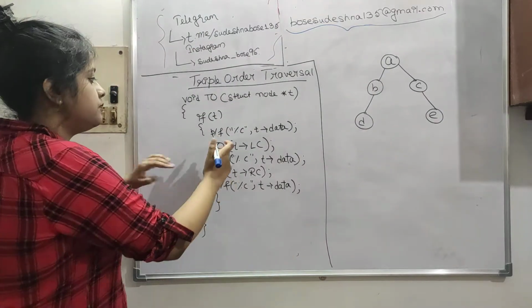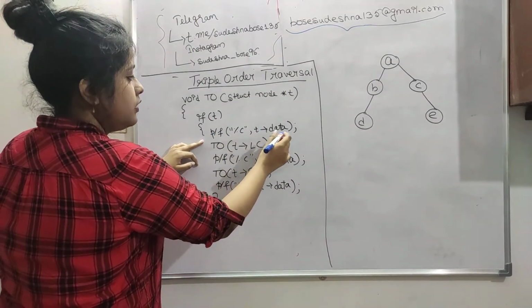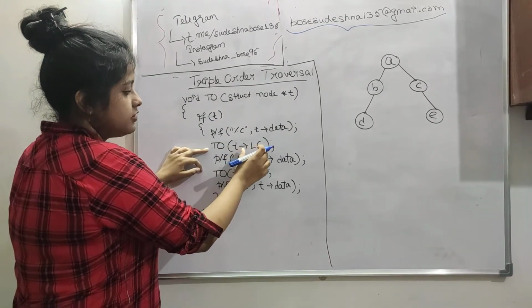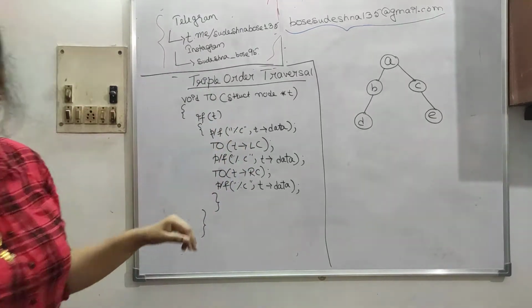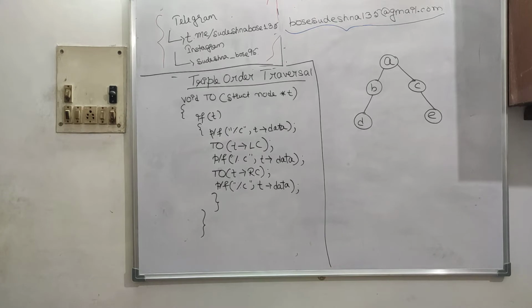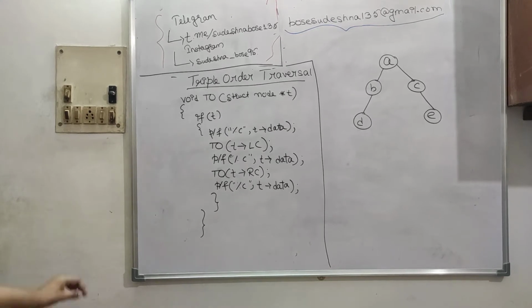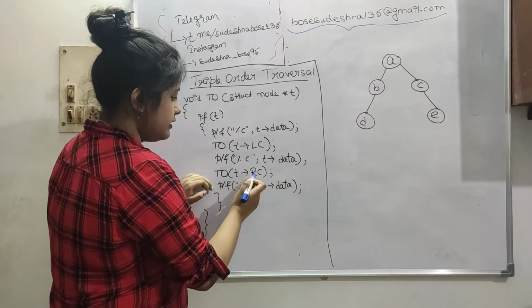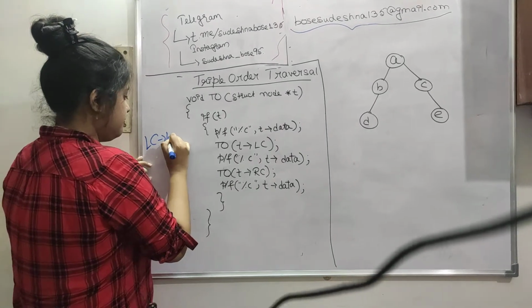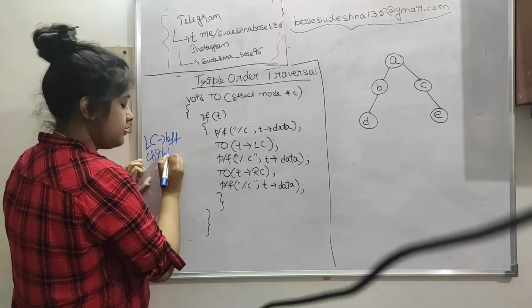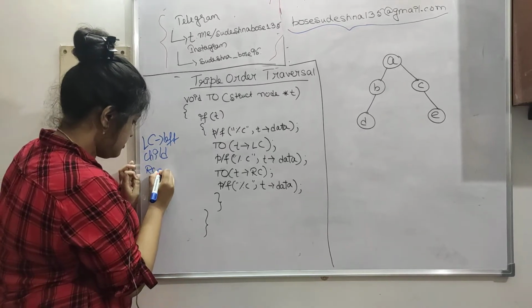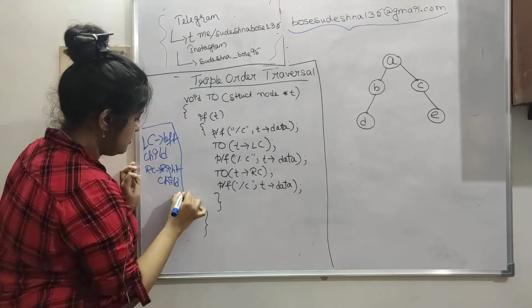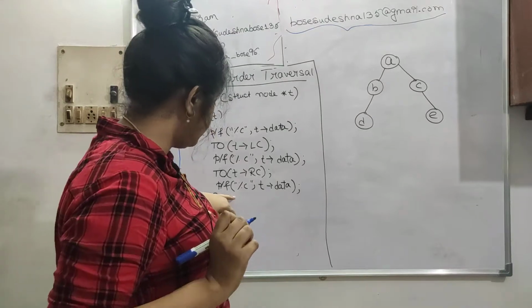Okay, so now printf character T arrow data, then we call the recursion again, TO T arrow left child, then printf again character T arrow data, then TO T arrow right child. This is our left LC, means left child, and RC means right child. And lastly, printf T arrow data.